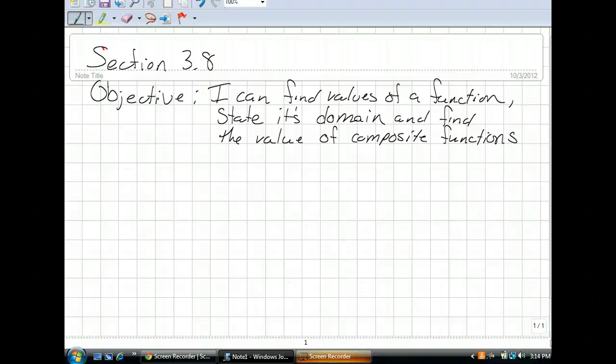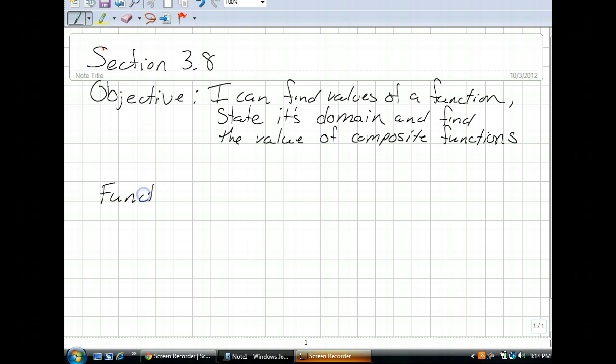Section 3.8, our objective today is I can find values of a function, state its domain, and find the value of composite functions. Now, first of all, what is a function?